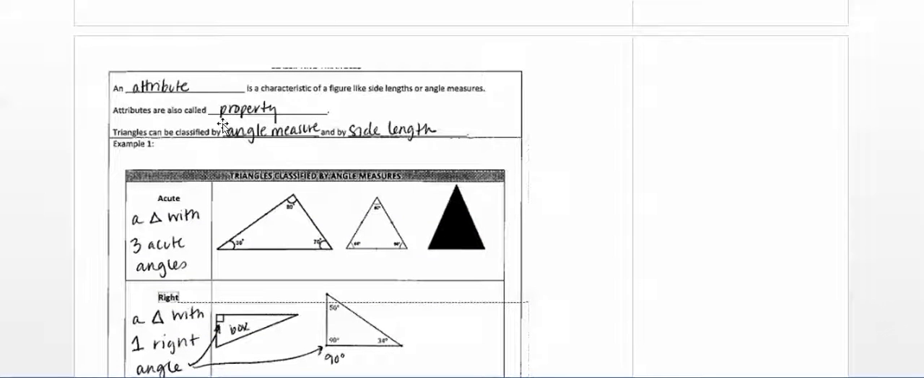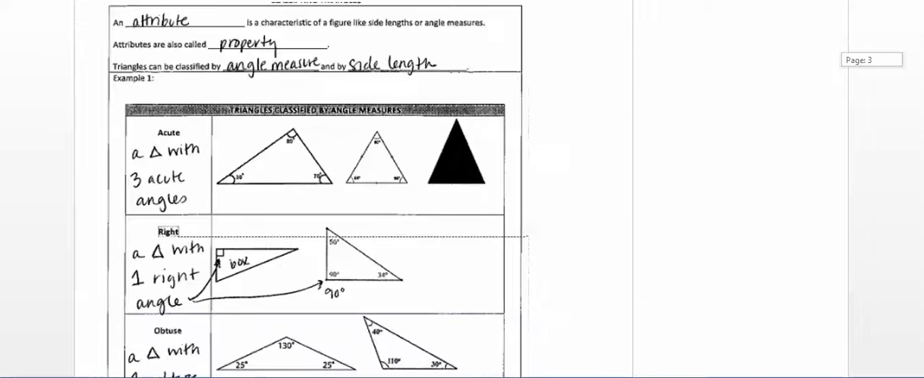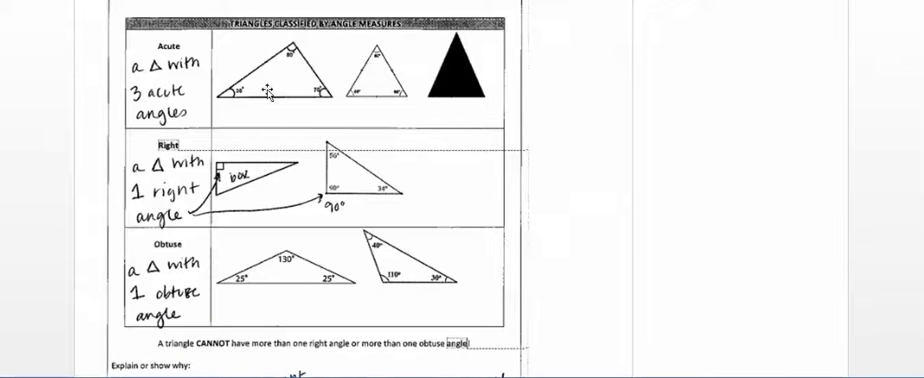The new information today is that we're talking about triangles and their attributes. An attribute is a characteristic of a figure like side lengths or angle measures. Attributes are also called properties. You need to be familiar with both of these terms because it's the language of the standard. Triangles can be classified by angle measure and side length. First we're going to look at these triangles, and all 3 of these triangles have in common that they each have acute angles. An acute triangle is a triangle with 3 acute angles.